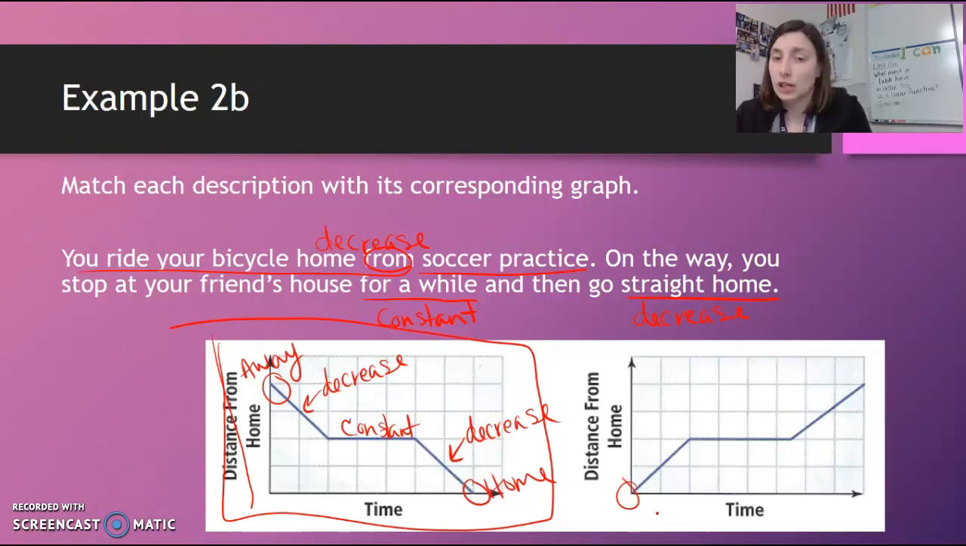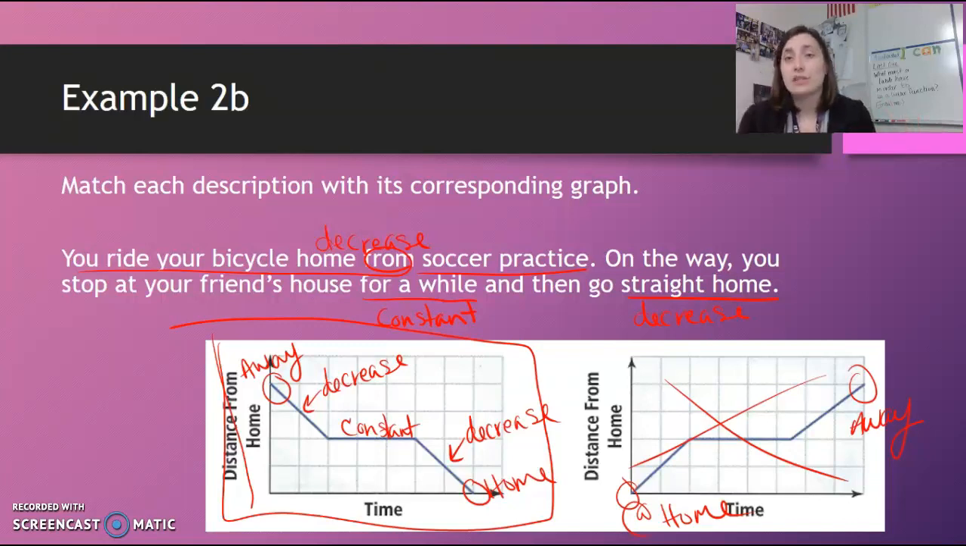Whereas this one started at home, so this is at home, and this is away. And since here we end at home, we know it can't be that one. And so that's how I can match a graph based on a description.